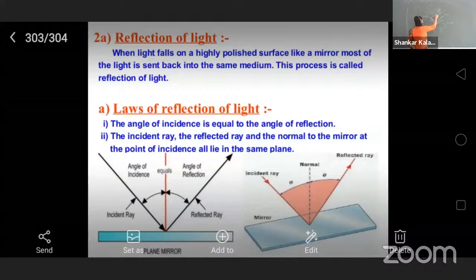This incident ray, this normal, and this reflected ray lie in the same plane. So however the light falls on an object, this plane will be reflected. This also will be the same. You know that the light falls in all directions.